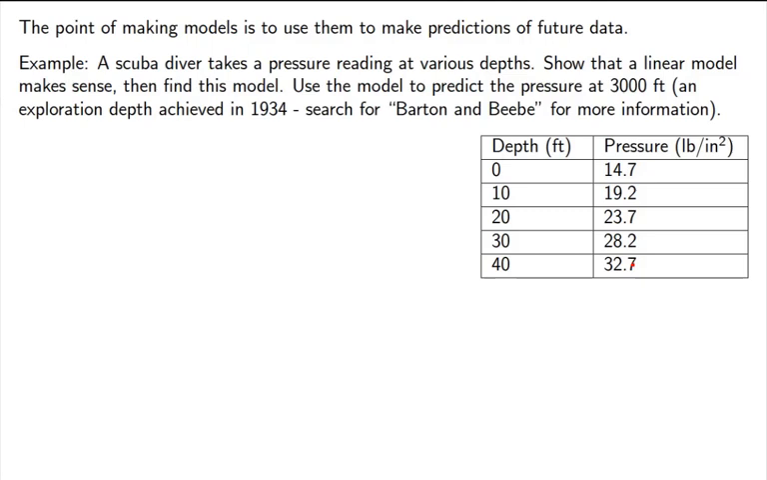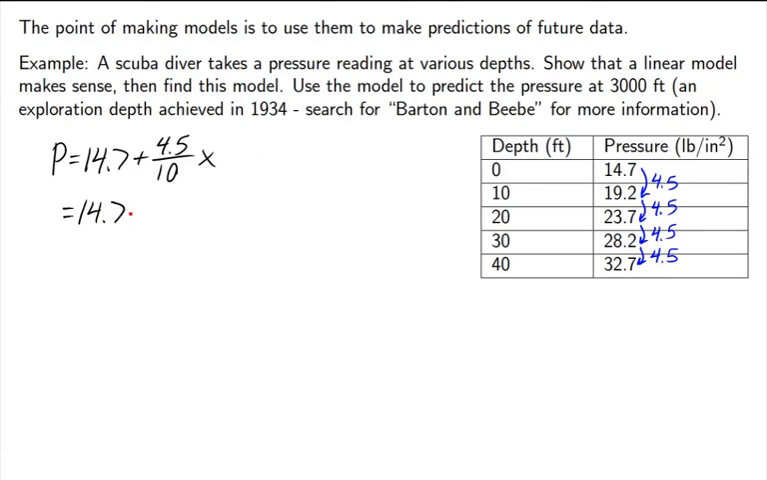So, first off, this is definitely a linear model, and let's show why. This is going up by 4.5, and again goes up by 4.5, and 4.5, and 4.5. Every single time it goes up by 4.5. So let's write our model. Let's call the pressure P, and we'll let our depth be x. And so the pressure starts at 14.7, but it goes up 4.5 for every jump in 10 feet. So let's be a little bit careful here. Really, we're looking at 4.5 divided by 10 times x. And let me just simplify that to 14.7 plus 0.45 times x.